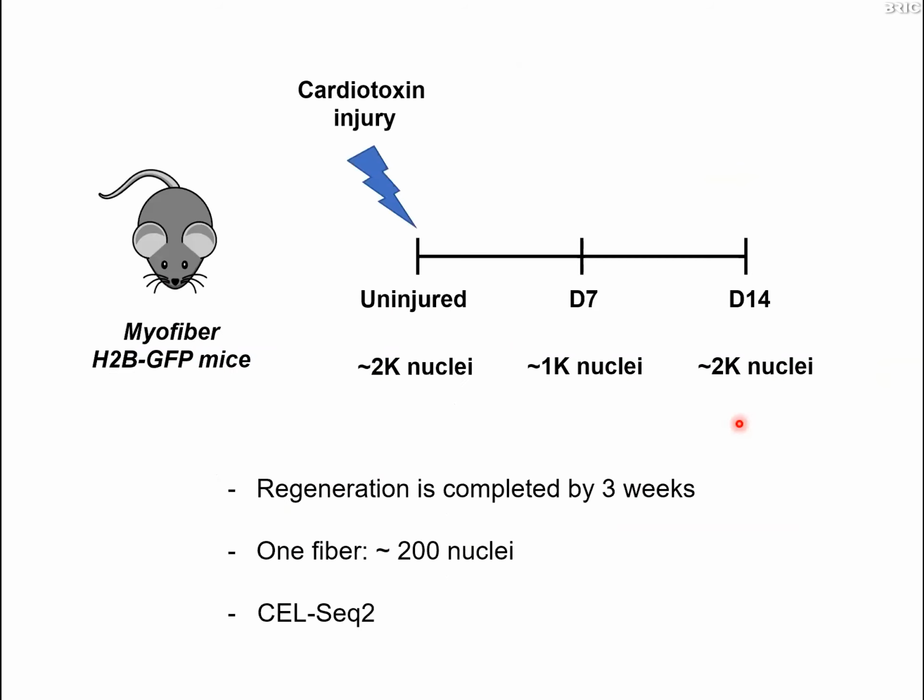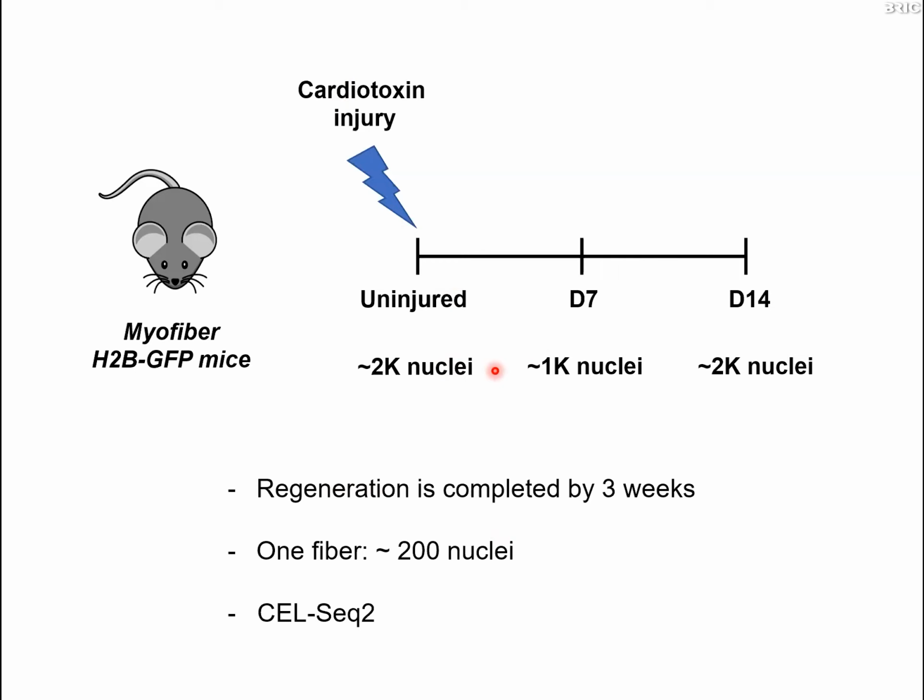To this end, we collected around 5,000 muscle nuclei across different time points of muscle regeneration. As a side note, in this injury model using cardiotoxin injection, regeneration is completed by around 3 weeks. And one myofiber typically contains around 200 nuclei, which calculates to about 5 to 10 myofibers at different time points.